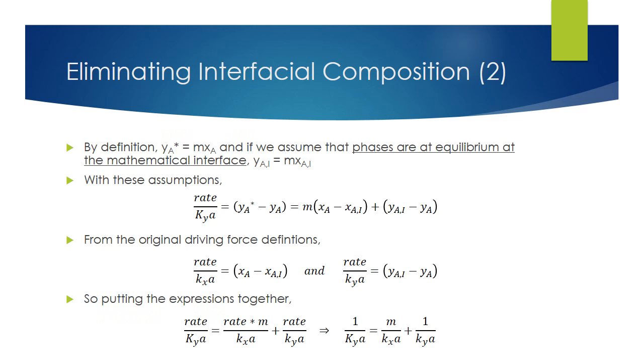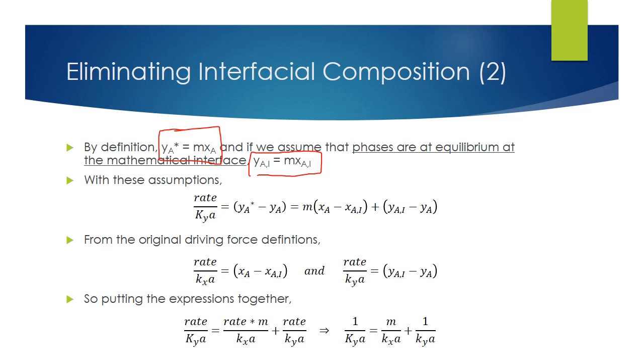If I take that, and now I assume that, first of all, Ya star is equal to m times Xa, and that's just by definition of what the star means. It means what Y would be if the system was able to reach equilibrium. And then we're also going to assume that the two phases are at equilibrium at the mathematical interface between them. So the point at which Ya and Xa are defined, those two are at equilibrium with each other. That allows me to write Ya at the interface as m, the slope of the Y versus X equilibrium curve, multiplied by Xai.